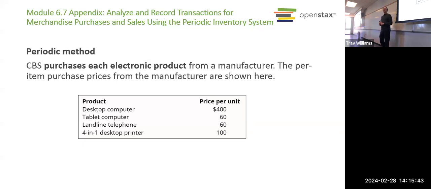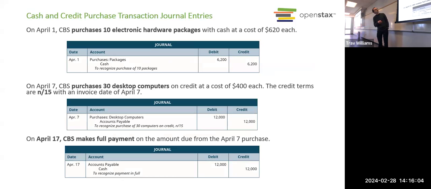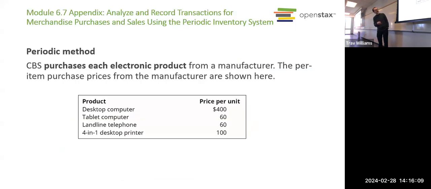So let's talk about the periodic inventory method. You already know what it is, right? You count up your inventory at the end of the period. Here's an example. This company buys some electronic products. You see these 4 different products, the price for each one. If you add this all together, it comes up to $620 is the price they're going to pay when they purchase it.